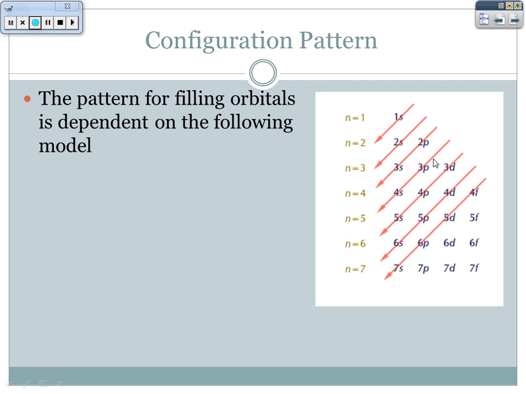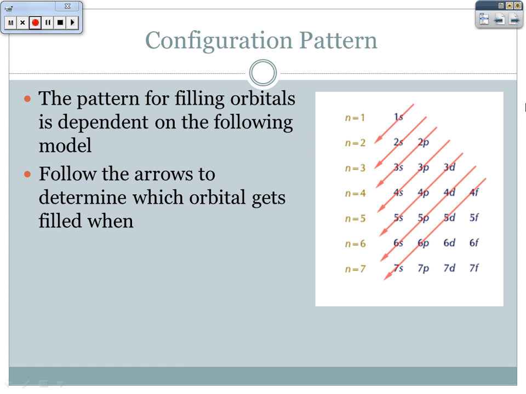You start adding different types of orbitals as you increase in energy level, but we actually fill them in a very specific order, and that's where these arrows are going. We fill them following the arrows. So if you look, we would fill the 1s first.